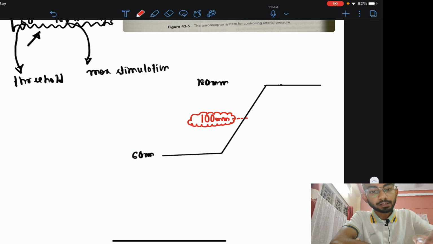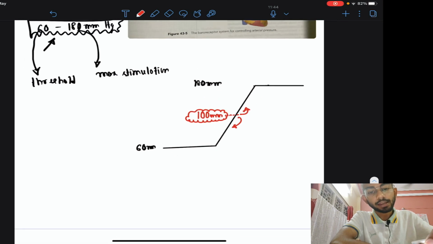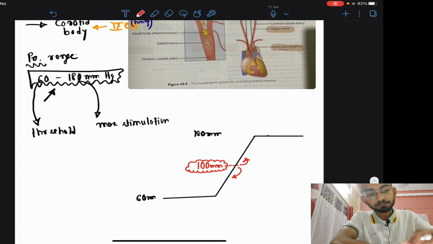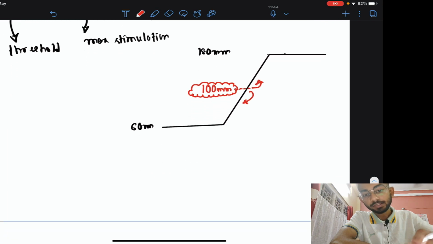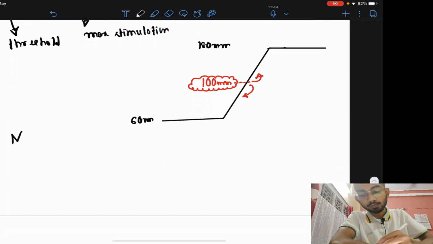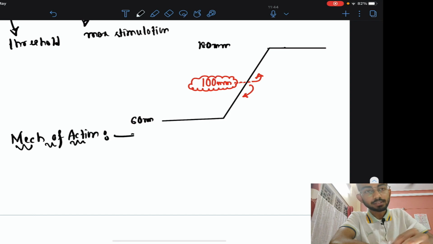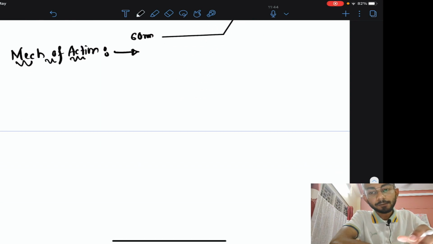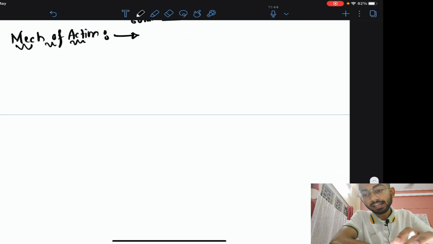If our mean arterial blood pressure exceeds normal, then the baroreceptor will act and will correct it. Similarly, if the mean arterial blood pressure falls below the normal, then the baroreceptor can act and easily increase it. Now let us talk about the mechanism of the action of baroreceptor. How does the baroreceptor stimulate the vasomotor center, and how does the baroreceptor stimulate the cardiac vagal center or the cardiac inhibitory center, and how does the actual stuff work? Let us talk in detail.